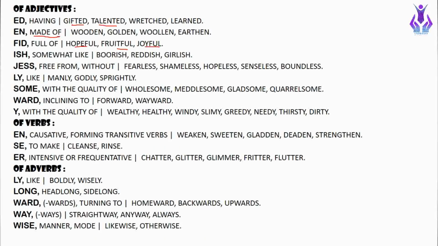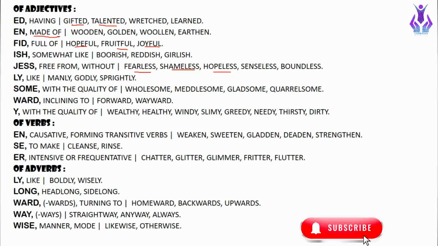Then when we put ish, it sounds somewhat like boorish, reddish, or girlish. When we put less, it is used in a sense of free from or without. So here we can see the examples: fearless, shameless, hopeless, senseless, and boundless. The next one is ly. So ly is put there when we use a sense like. For example, manly, godly, sprightly. Then we have some, ward, and wise. So go through them, just take the examples, or just look at in what sense they are used.